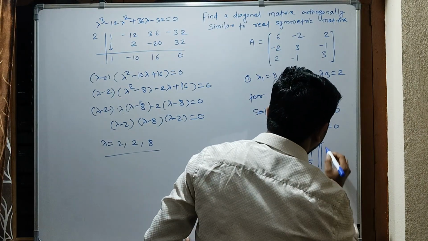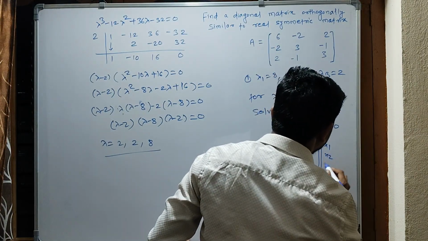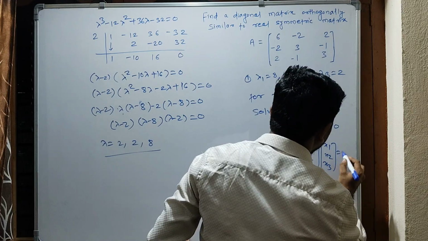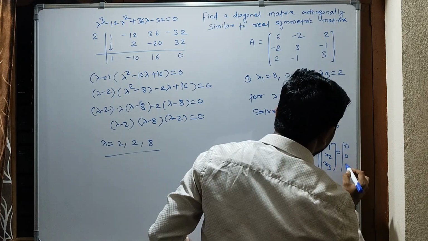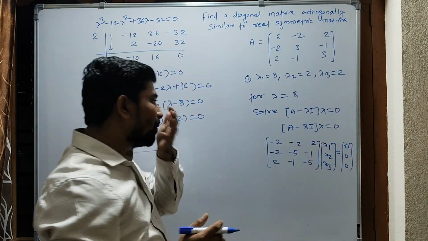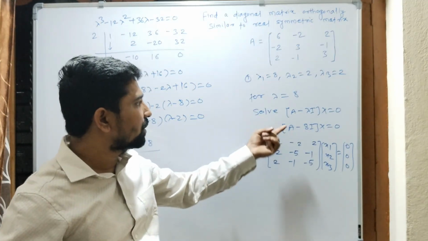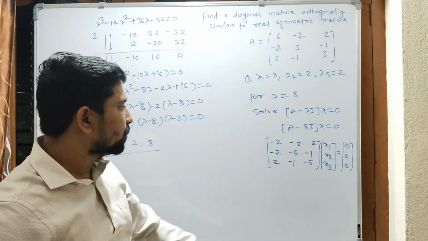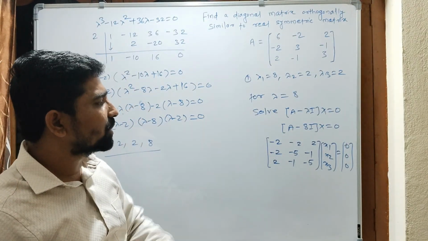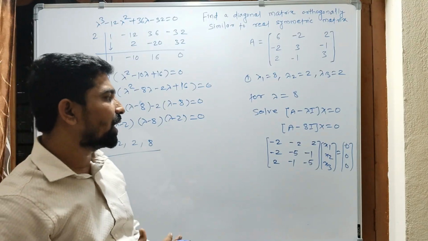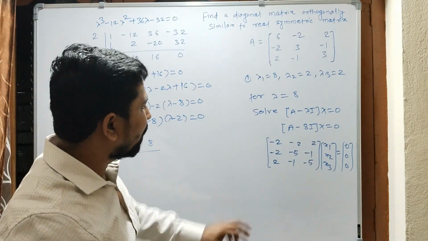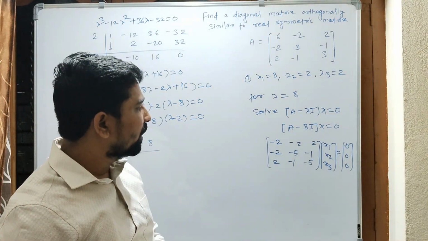And here x is the column vector, that is x1, x2, x3, which is equal to 0, 0, 0. So here I want to find the eigenvector corresponding to the eigenvalue lambda equal to 8. Try to convert this matrix into the echelon form, just for your easy calculation purpose.